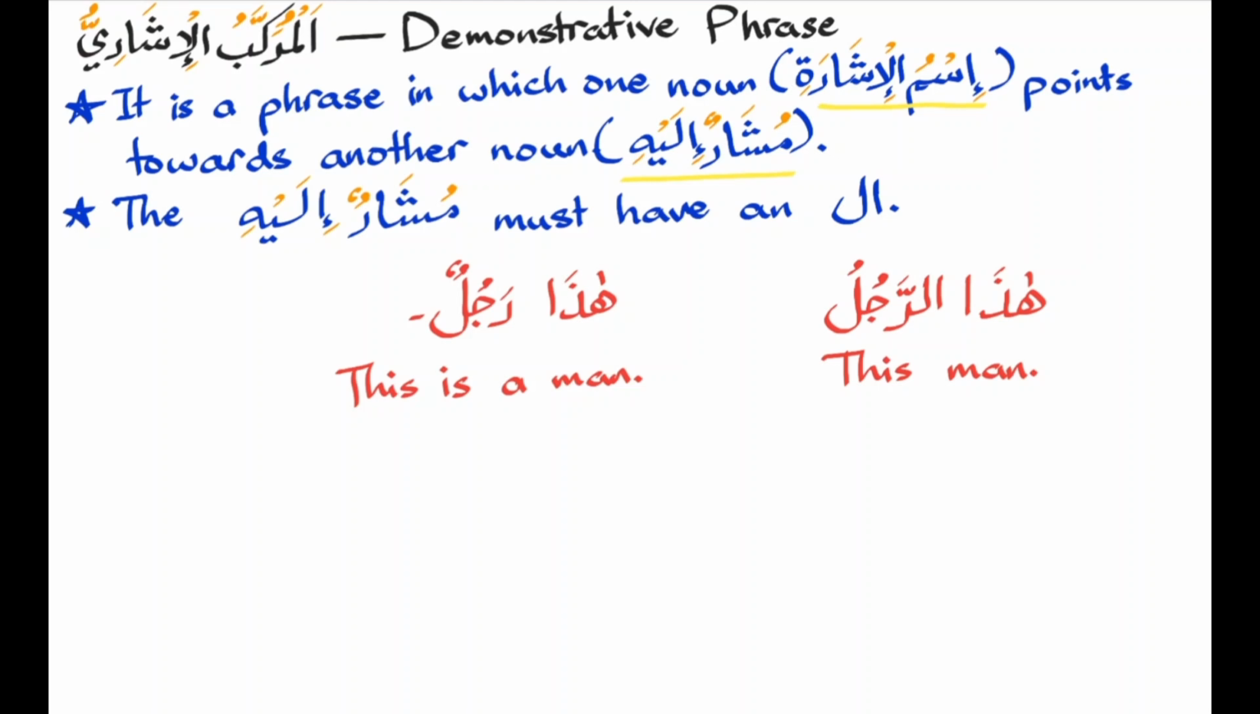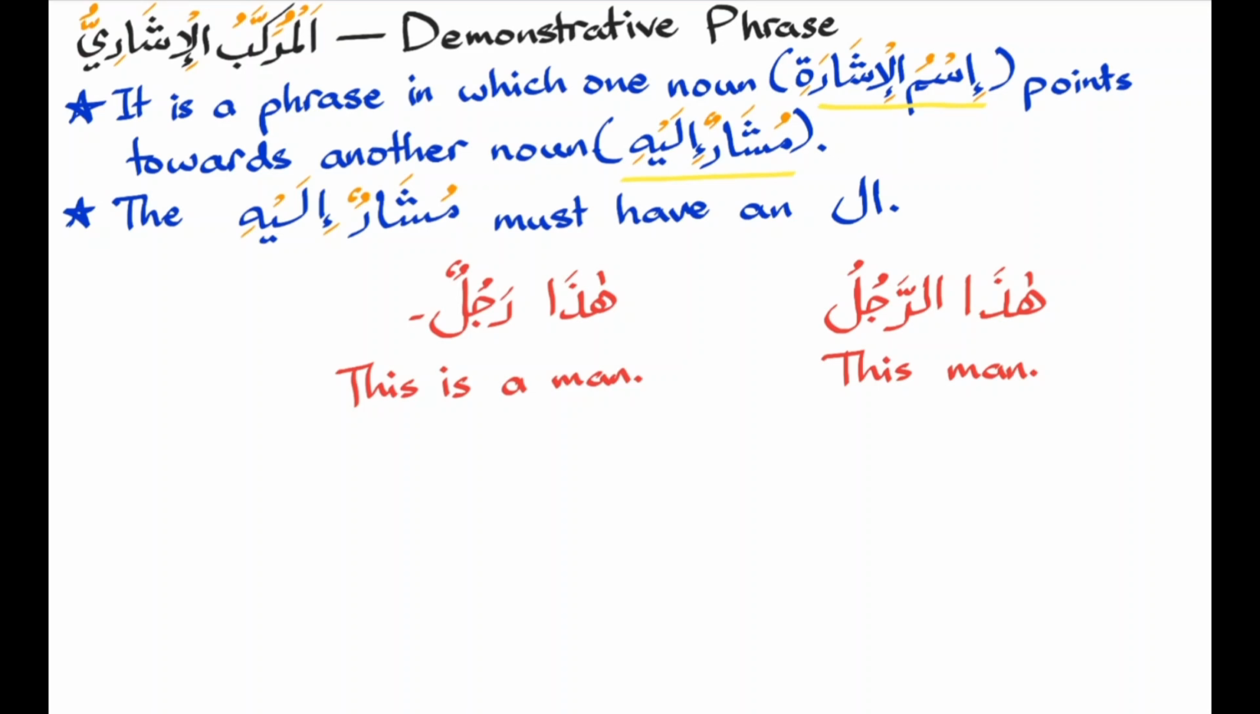That's al-Murakkabun naqis. It's an incomplete phrase or sentence. هذا رجل, on the other hand, is a complete sentence. This is a man, and this is mubtada khabar. هذا would be mubtada, رجل would be khabar. And هذا الرجل, هذا would be اسم الإشارة, الرجل would be مشار إليه, and together they would become المركب الناقص or المركب الإشاري. So after المركب التوصيفي and المركب الإضافي, this was the third type, المركب الإشاري.